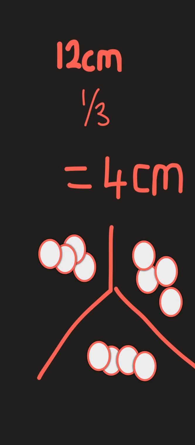Remember, when you are finding a fraction of a length or a quantity, you need to use division because you are splitting your whole, which is 12 in this case, 12 centimetres, that's your whole length, the whole amount you've got, into 3 groups, and you're finding how many is in one of them.